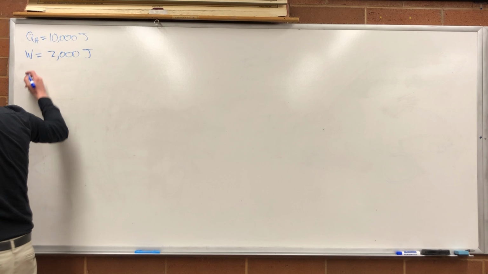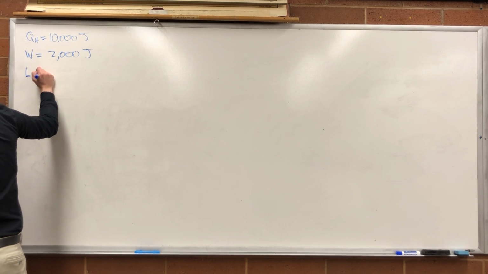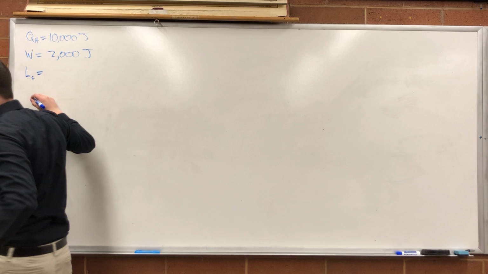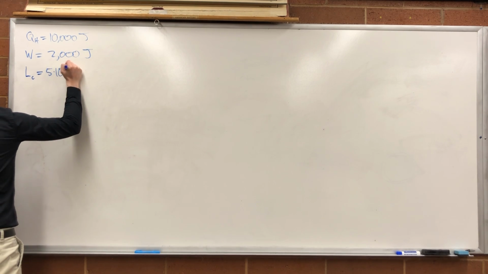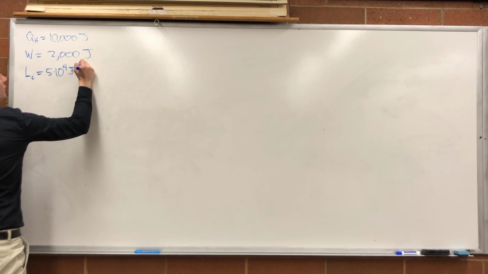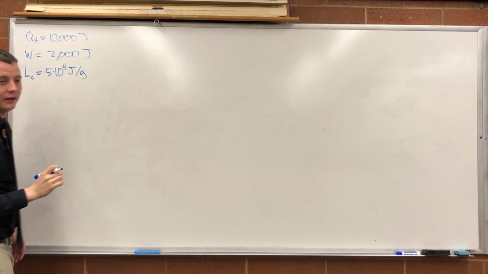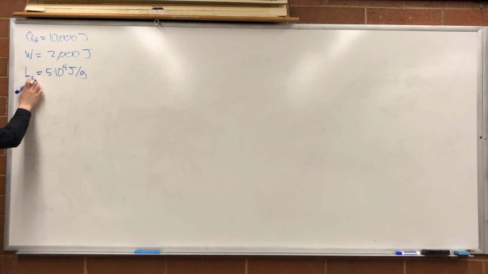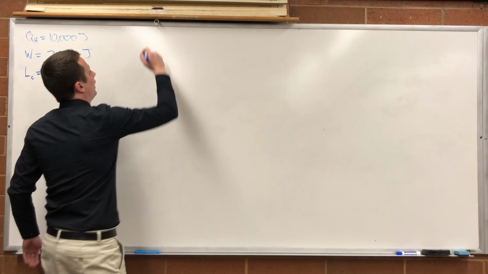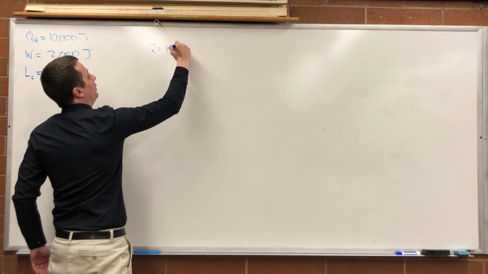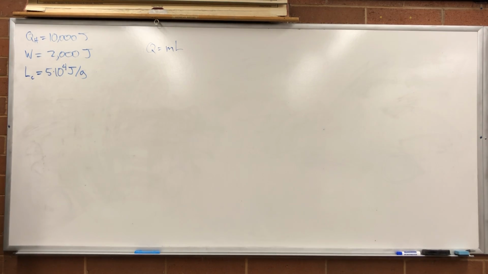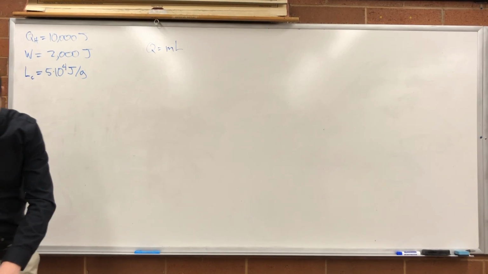The heat of combustion is 5 × 10⁴ joules per gram. So L is heat of combustion? It can be the heat to convert it from one thing to another. The reason it's L is because typically you have your equation Q equals mL for when you're going through a phase change. And so that's why they're using L there. That's because we're using this equation.